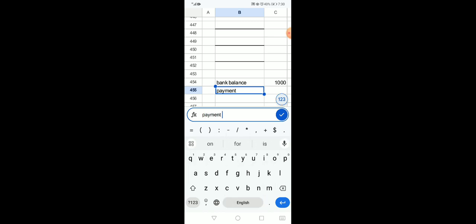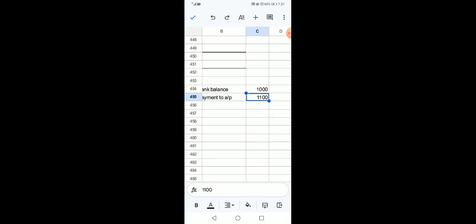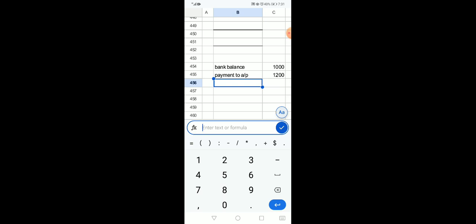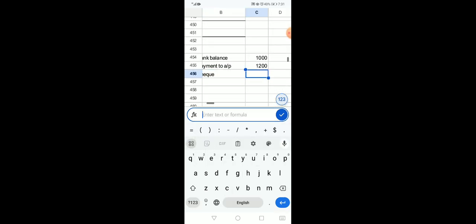Payment to account payable, let's write it, a little space will be saved. That amount is needed to be like 1200. 1100 is also okay, but we write 1200, which I said. So try to understand, you have 1000 rupees present in your bank account, while you are liable to pay your account payable 1200. If you will draw or issue a check of rupees 1200, what will happen?